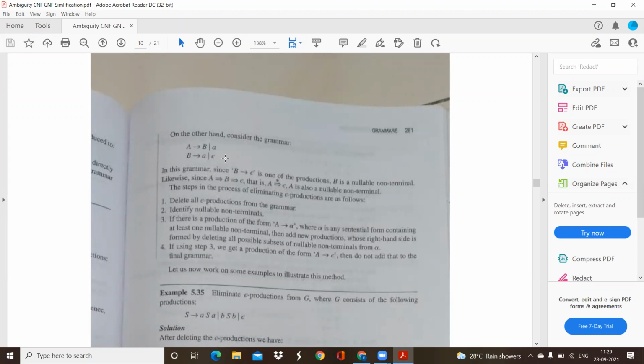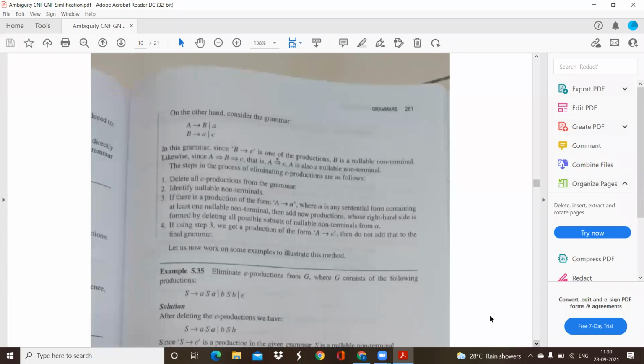So to remove the epsilon, you need to remove all the epsilon productions from the grammar. Identify nullable non-terminals. If there is a production of the form A derives alpha, where alpha is a sentential form containing at least one nullable non-terminal, then add new productions whose right-hand side is formed by deleting all possible subsets of nullable non-terminals from alpha. It means if B derives epsilon is such a production, then wherever you are getting B as a non-terminal in a production, replace that B with all given productions of B, including epsilon, and then whatever new grammar you will get, that will be your simplified one.